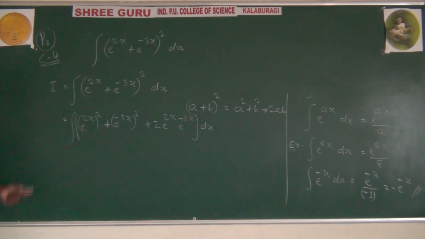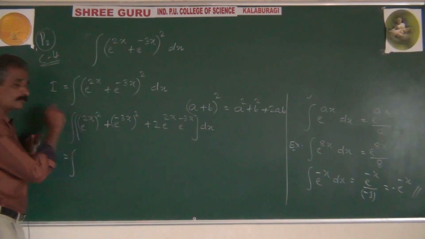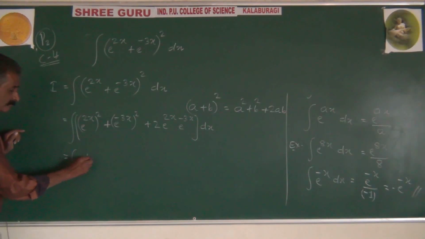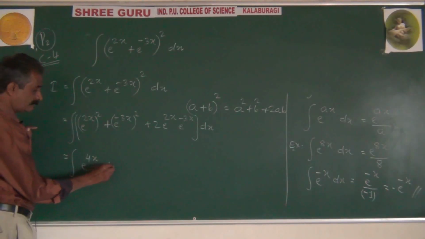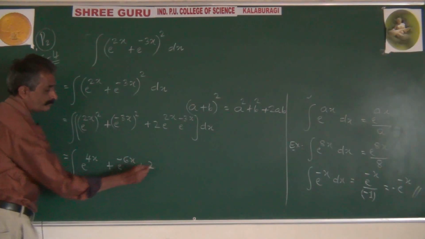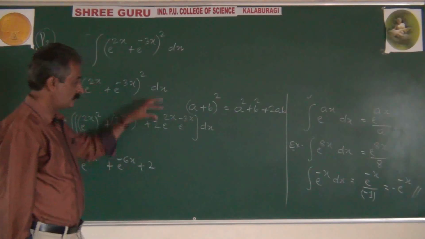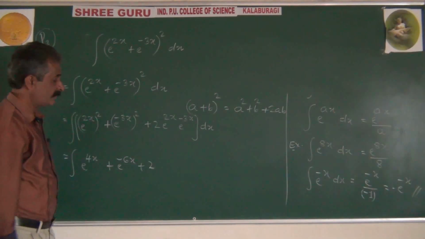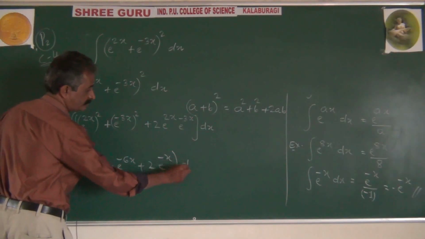We can use the laws of indices: (e^m)^n is e^(mn). On that basis, (e^(2x)) whole square becomes e^(4x), 2 into 2 is 4. (e^(-3x)) whole square becomes e^(-6x), 2 into minus 3 is minus 6. Plus 2 into, here the bases are same, so add the powers, 2x minus 3x will be minus x, that is 2 into e^(-x).